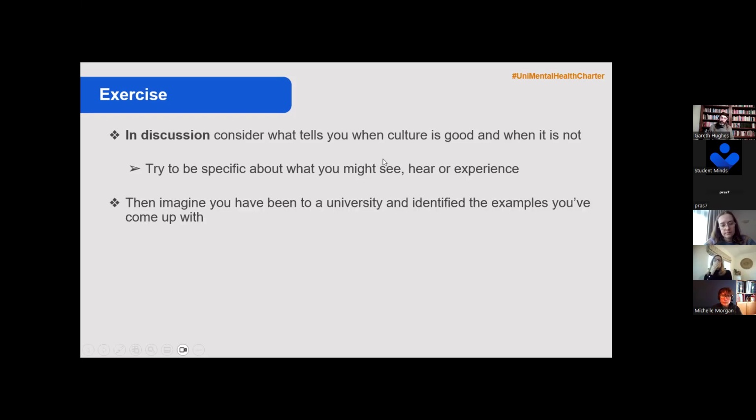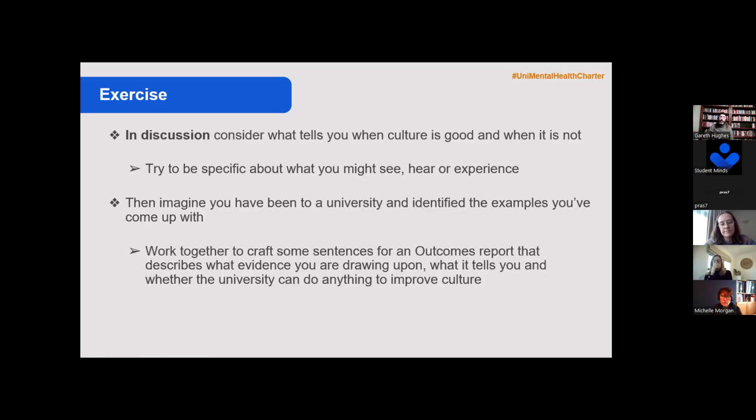And then when you've got that, can you imagine you've been to a university for an on-site visit and you've identified the specific things you've just been talking about? How would you report that back? How might you craft a sentence for the outcome report that says, we saw evidence that the culture was good from, and then whatever it was that told you that culture was good? Or how might you craft a sentence to say that the university may need to address some problems within their culture? How might we put a sentence like that together to put into the report?